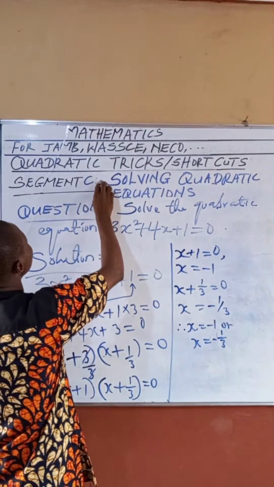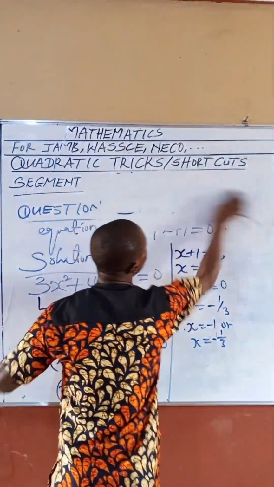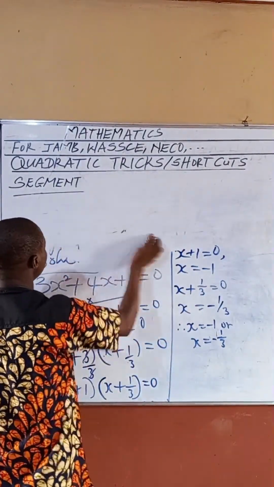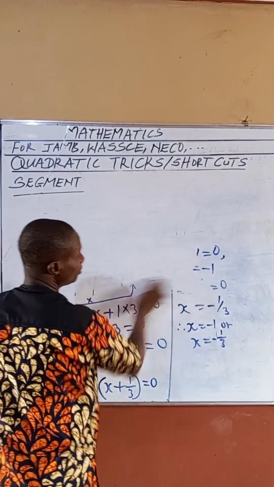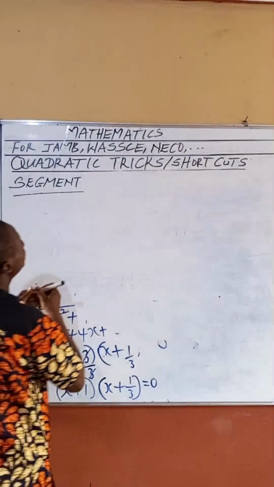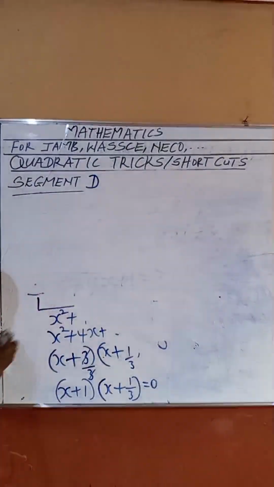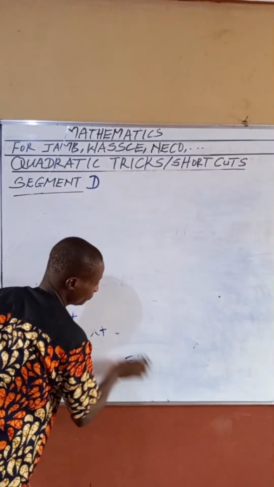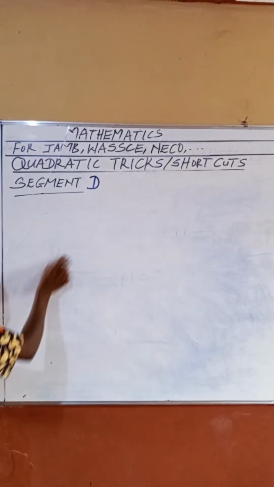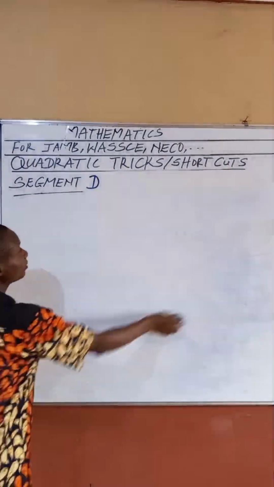So we are done. Let's go to segment D. Yeah, segment D is what we call perfect squares. So we are done with segment C. We go to segment D right now. So it's going to take some time to clean up because the boards are kind of wide. Yes. Thank you for your patience.